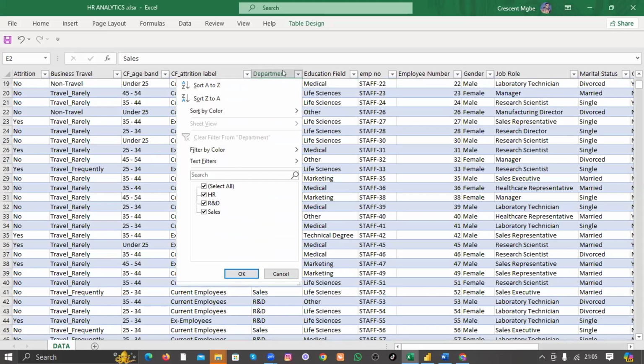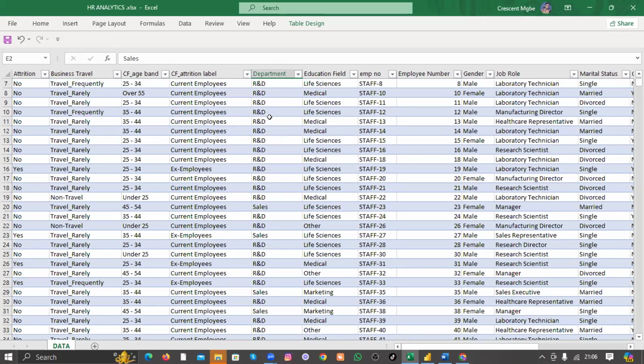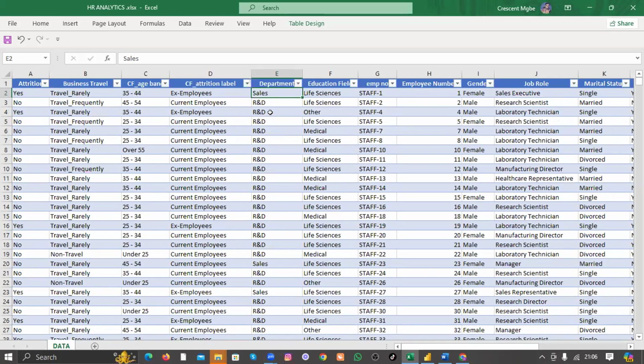The HR department is always small because there are not many people there. Their job is just to employ and sack staff and keep records of them. Then the next one is the educational field.